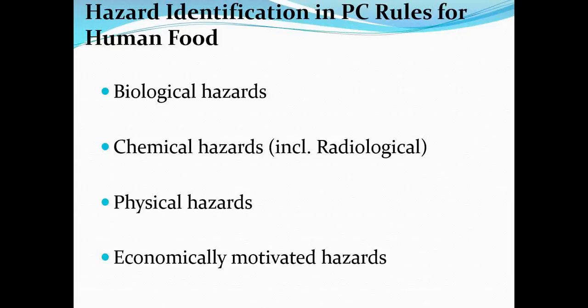Biological hazards include microbiological hazards such as parasites, pathogens, and other microorganisms of public health significance. Chemical hazards include substances such as pesticide residues, drug residues, natural toxins, unapproved food or color additives, food allergens, and radionuclides, and things like that. Physical hazards, again, you are quite familiar with: bits or pieces of plastic, metal fragments, and things like that. And economically motivated hazards.